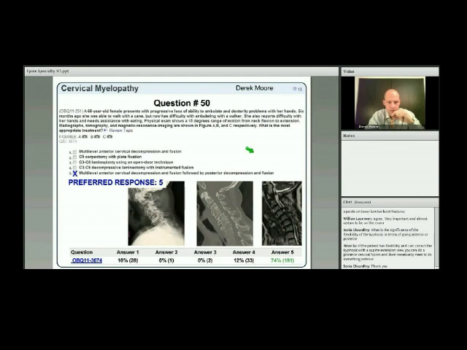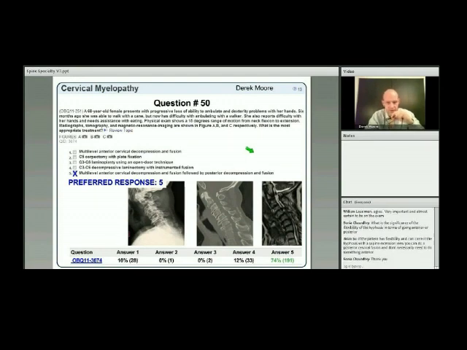Again, in addition, she had 3 levels of compression, so you're going to be looking for both an anterior and posterior procedure, and option 5 was the only one that had both an anterior and posterior procedure. 74% of you got this correct.